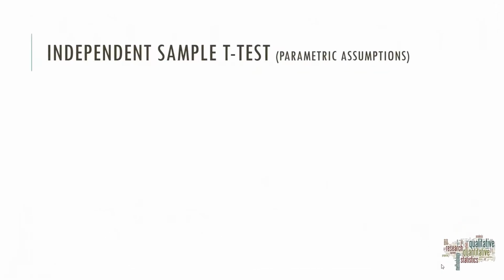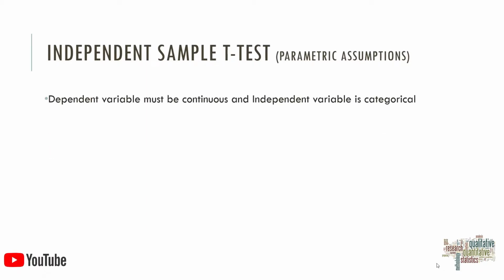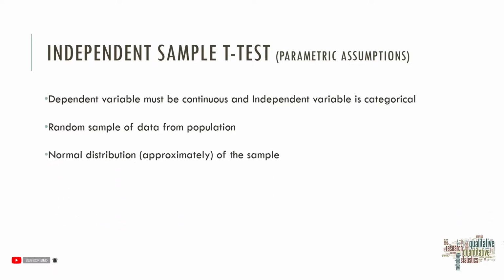So now let's see the independent sample t-test parametric assumptions. The dependent variable must be continuous and the independent variable must be categorical, such as group 1 or group 2. We must have a random sample from a population, okay? We expect to have normal distribution. Also we expect to have homogeneity of the variances, and as usual we expect to have no outliers in our sample.